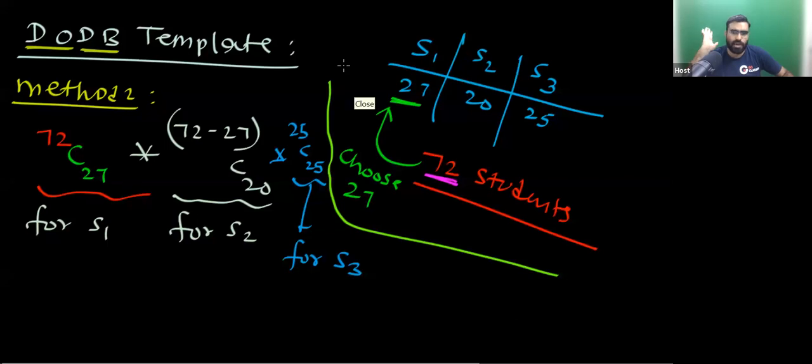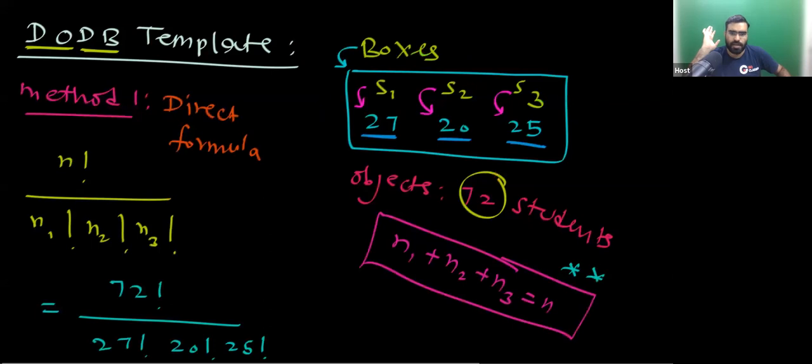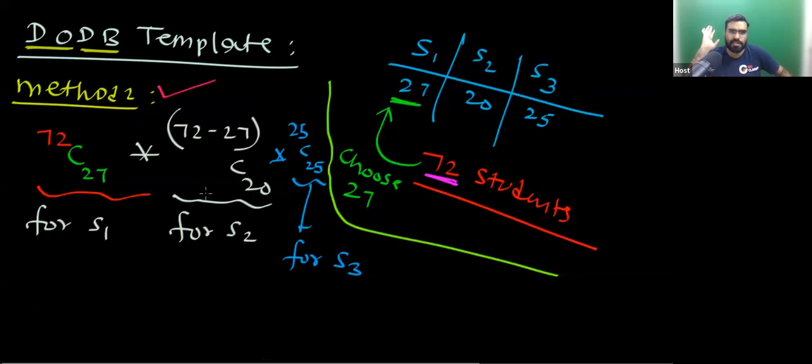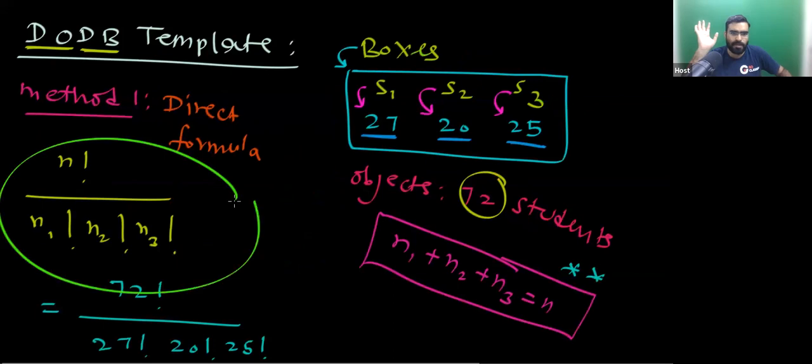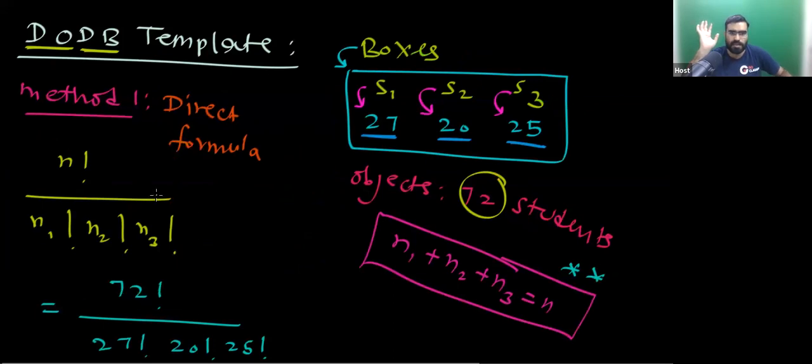Tell me, which method do you like more? There is a direct formula method and there is method number 2. This method number 2 is nice. Let me tell you, this is nice because this method can handle variations. In the GATE exam, if they give you some variation, this method can still handle it. So this is the analytical method. Analytical methods are always nice. Remember this point. And these formula methods are always boring.